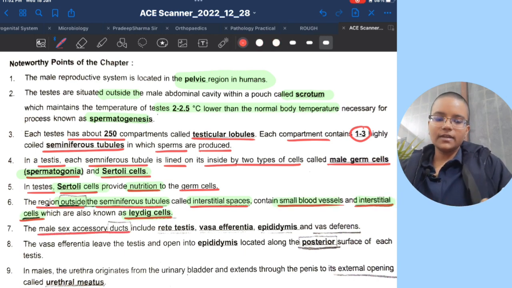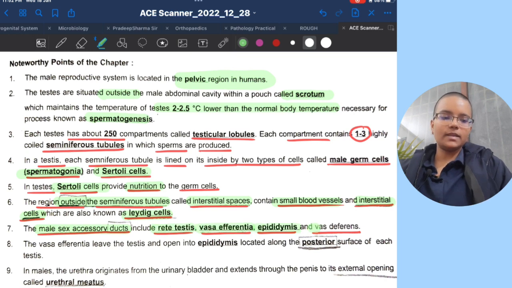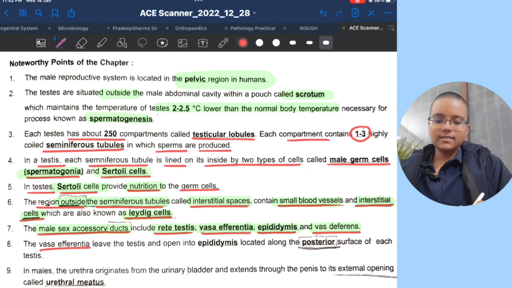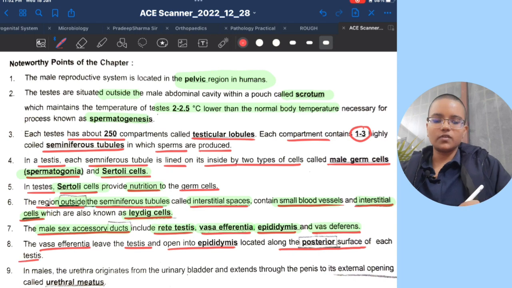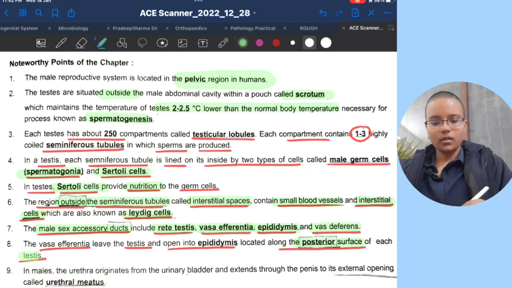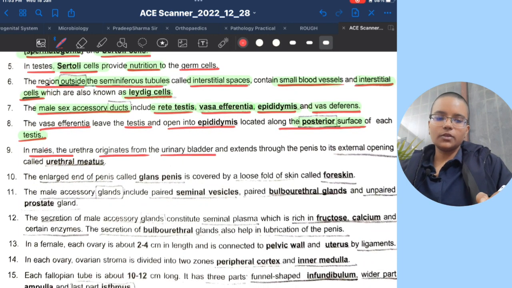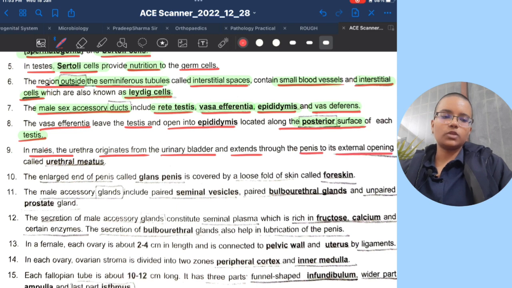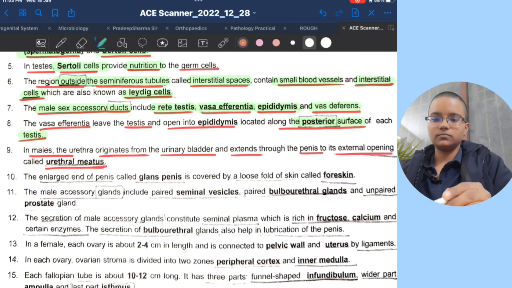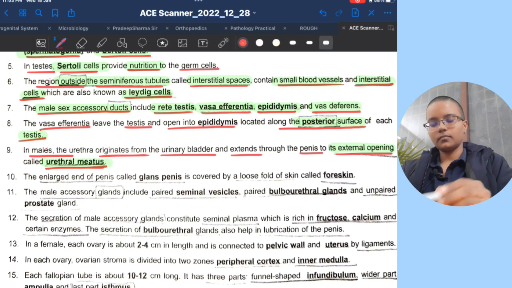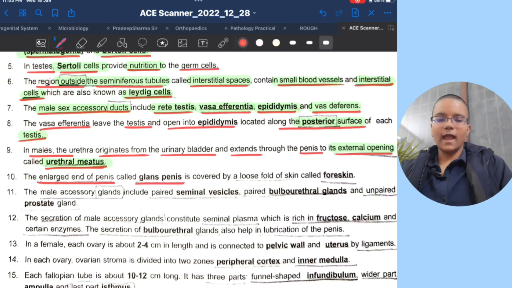The male sex accessory ducts are rete testis, vas efferentia, epididymis and vas deferens. The vasa efferentia leaves the testis and opens into epididymis located along the posterior surface of each testis. In males, the urethra originates from the urinary bladder and extends through the penis to the external opening called urethral meatus. The enlarged end of penis is called glans penis, which is covered by a loose fold of skin called foreskin.